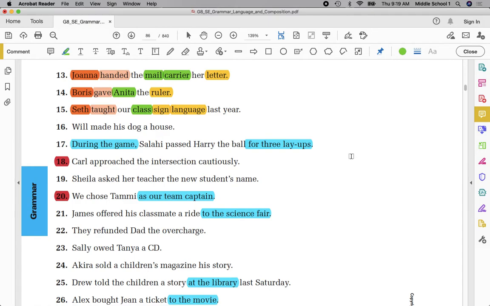Tomorrow, we will continue talking about the use of linking verbs and subject complements, namely predicate nouns and predicate adjectives. Have a great Tuesday.